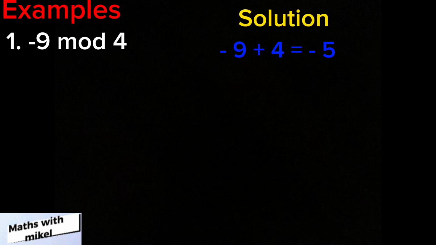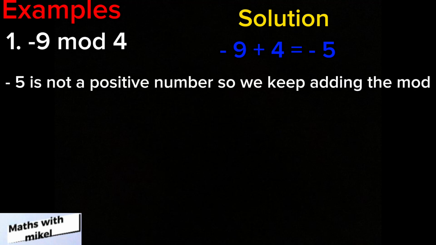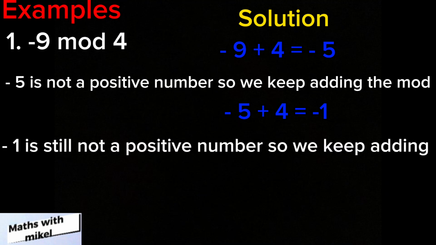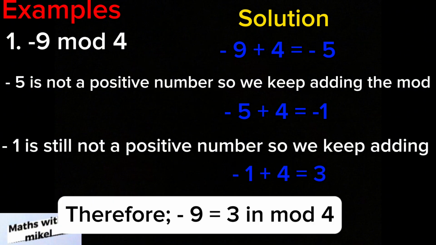So the solution. So -9, we add the mod, which is 4, to it, and we get -5. Now -5 is not a positive number, so we keep adding the mod. So we get -5 plus 4, and that gives us -1. -1 is still not a positive number, so we keep adding. So we get -1 plus the 4, and that gives us 3, which is the first positive number. So therefore, we say that -9 is equal to 3 in mod 4.